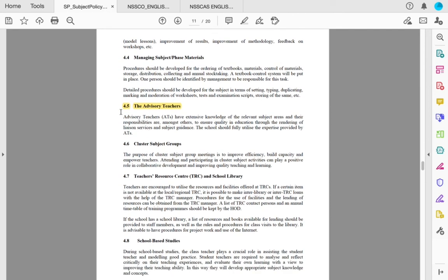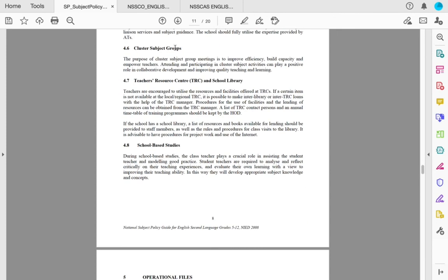And then the next one is the advisory teacher. So the advisory teachers, I believe that they sit at the Ministry of Education. These are the teachers who have extensive knowledge on the subject, and you as teachers need to consult them, or they're the ones who organize workshops for teachers. They're the ones you need to consult if you have issues with the subject, all right, to ensure that there's quality in education. They render services to the teachers in the schools. And then we have got cluster subject groups.